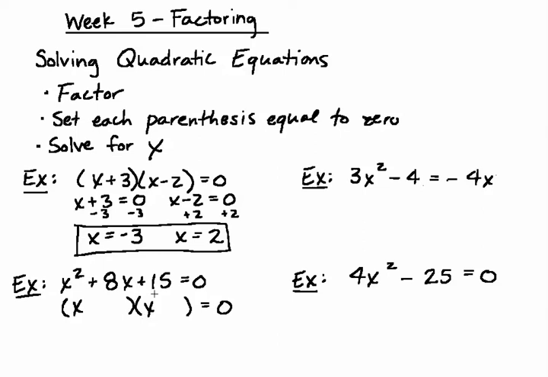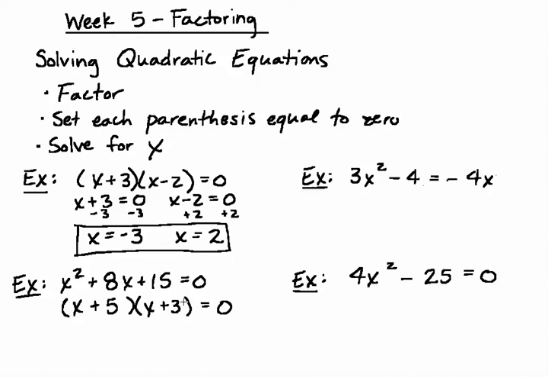And then you're looking for two numbers that multiply to equal 15 and add to equal 8. Your choices are 1 and 15 or 3 and 5. Obviously 3 and 5 adds to equal 8. So x plus 5 times x plus 3 equals 0.